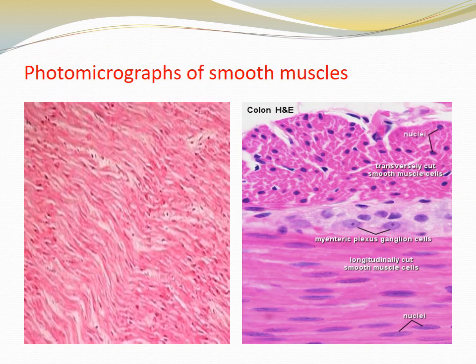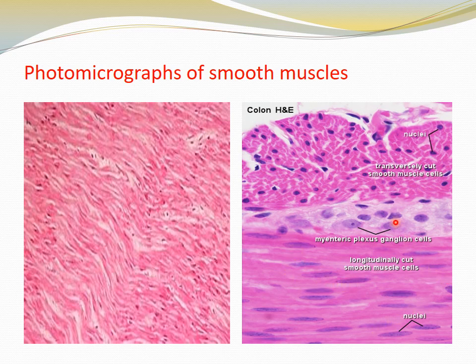So these are the photomicrographs of the smooth muscles. You can see the fasciculi or the bundles of the smooth muscle fibers. And this is a photomicrograph of the colon. You can see here the longitudinally cut smooth muscles, very beautifully seen, the muscle fibers which are fusiform and with the central elongated nucleus. And in between these muscle fibers, you can appreciate the endomysium connective tissue.